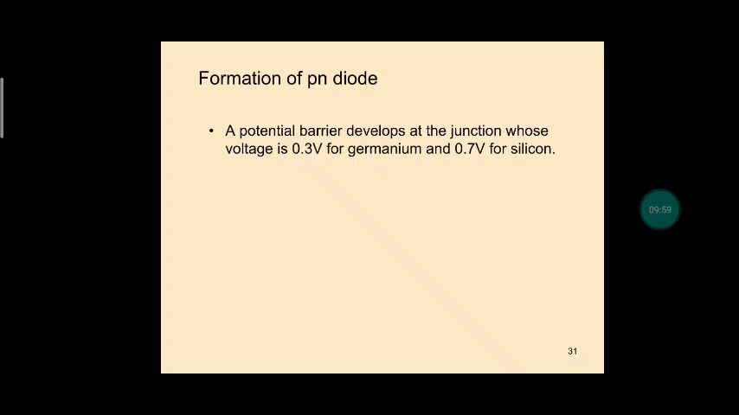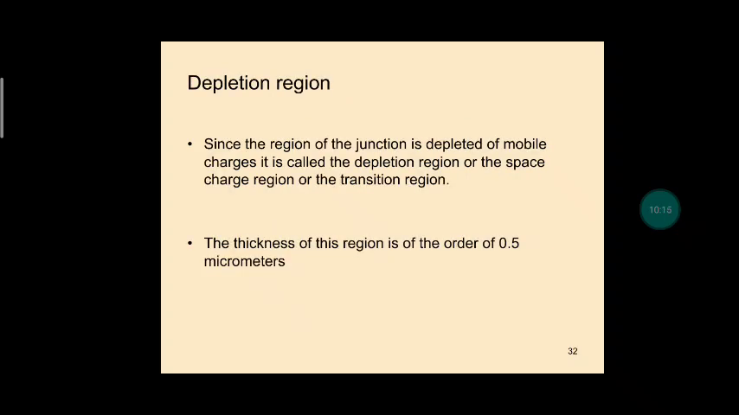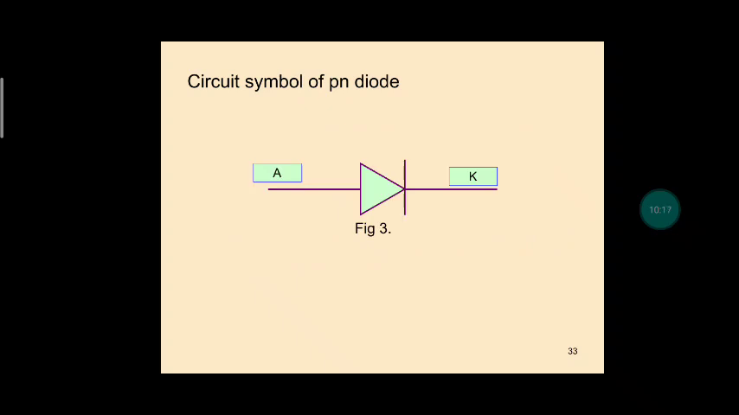Next, what are the cut-in voltages for germanium and silicon? For germanium, 0.3 volt is the cut-in voltage. For silicon, 0.7 volt is the cut-in voltage. Next, this is the basic symbol of the PN junction diode. Anode indicates the positive terminal, cathode indicates the negative terminal.